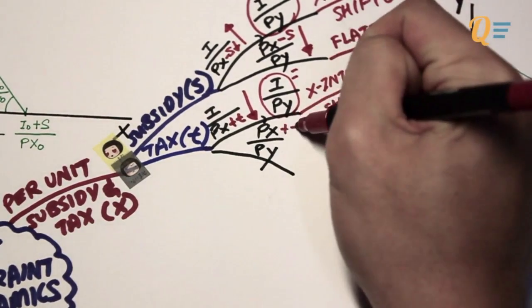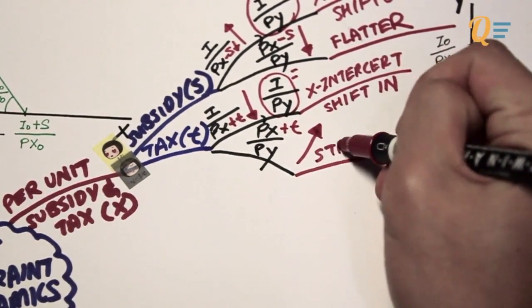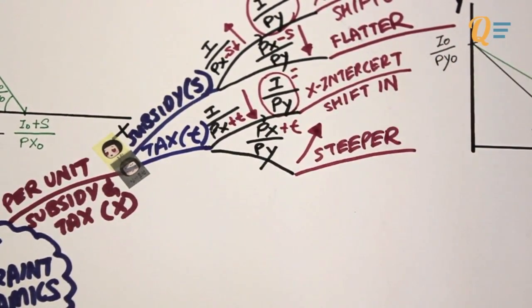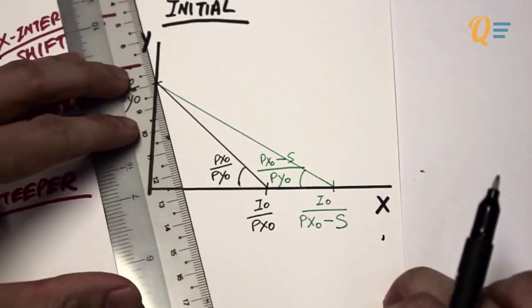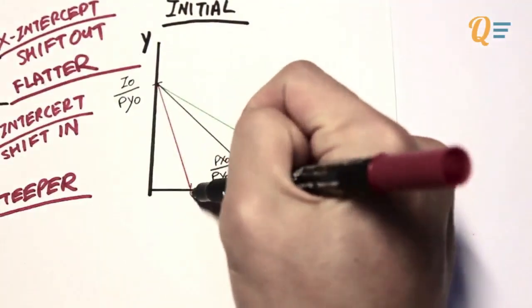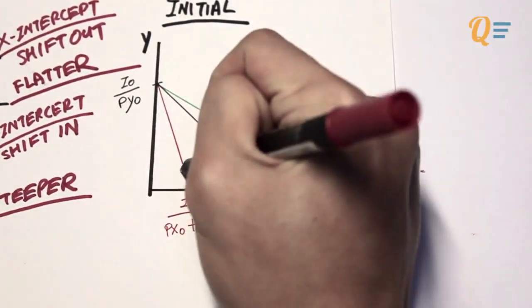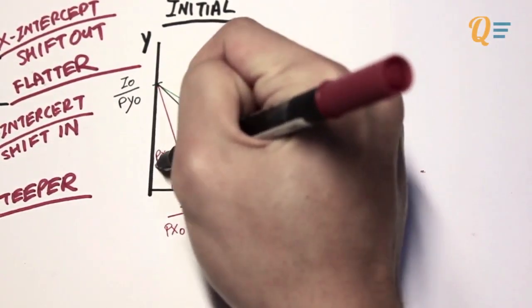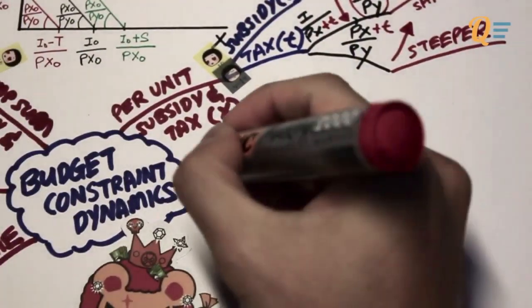Now let's take a look at the price ratio. We have to add t to the numerator to represent the tax. So what you'll see is actually a steeper budget constraint, which confirms my shifting in of the x-intercept. Take a look at the diagram here. You will see that whatever we just discussed is coming true. Take note of the notations. I'm actually adding small letter t to px naught.